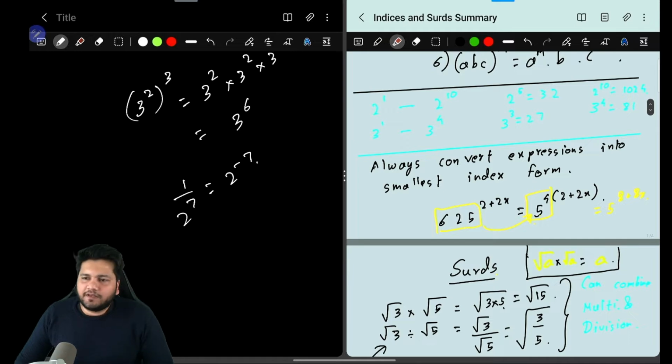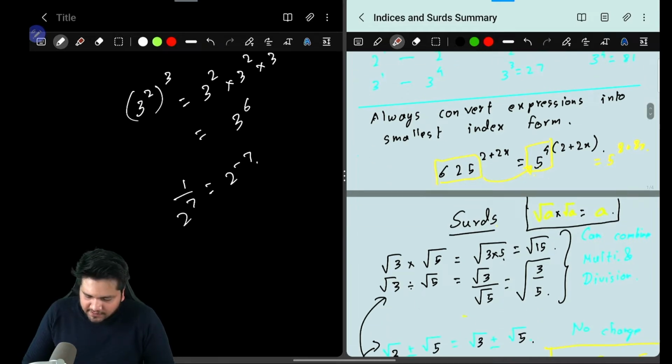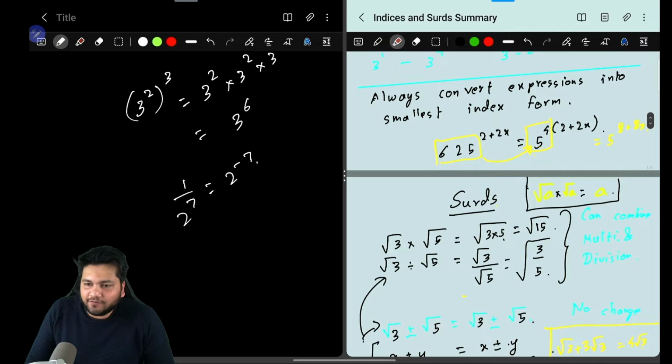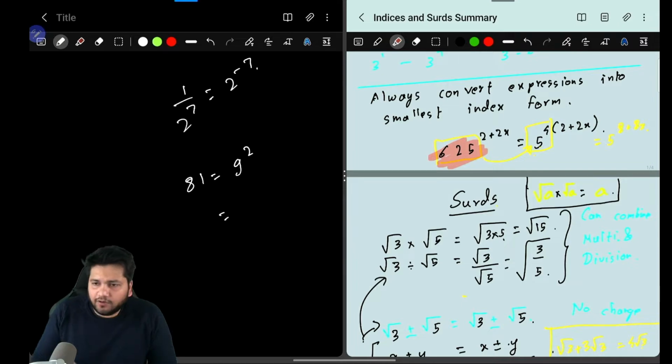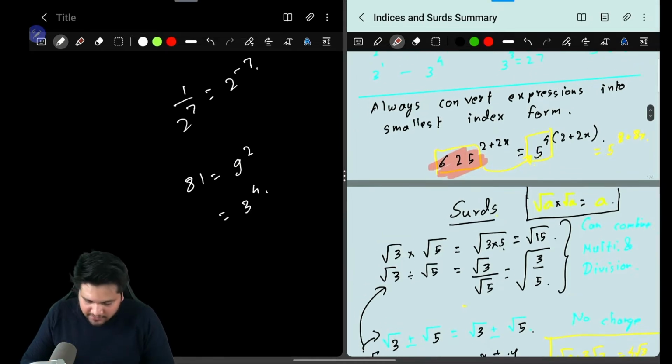Now, whenever you will come across any of the questions, for example, this thing 625 to the power of 2 plus 2x, you will convert this 625 in the smallest index form. For that matter, if I have 81, I know it is nothing but 9 square, but I would always prefer to make it 3 to the power of 4 because I told you that you need to learn all these things.